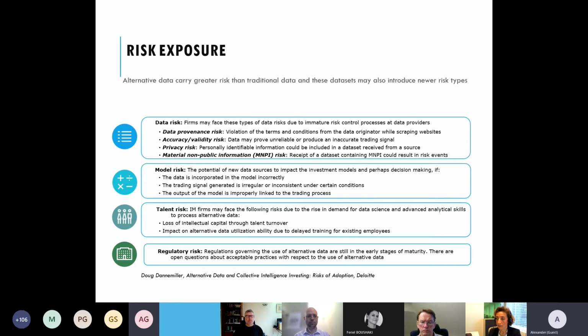And some regulatory risk. We have some guidance coming from the Fed in the US with regards to the use of alternative data in the credit risk space, not in investment management, but I expect these regulations, or guidances, to start popping up.